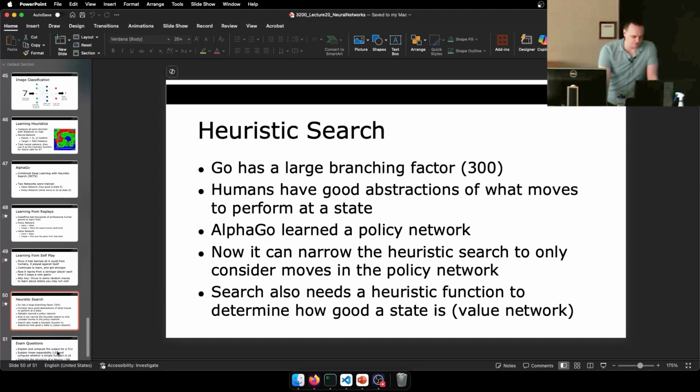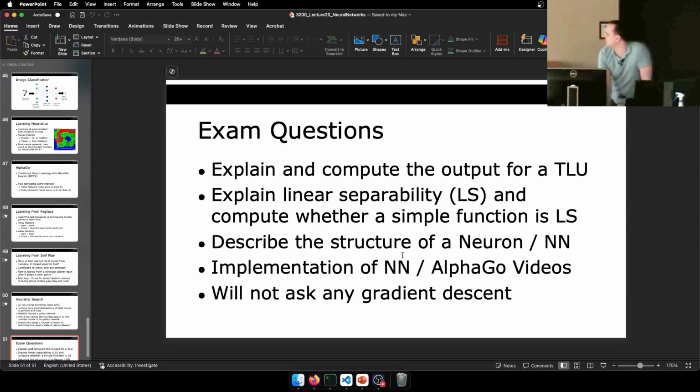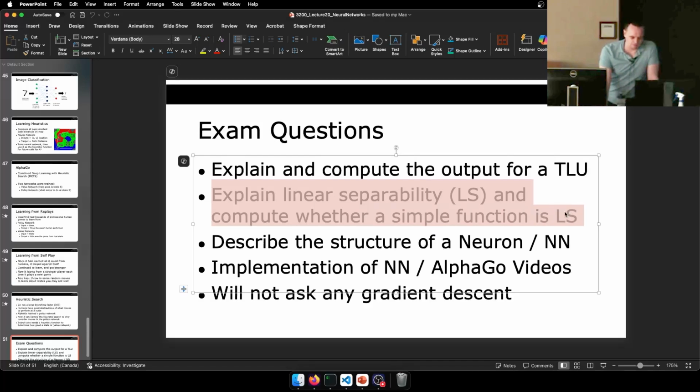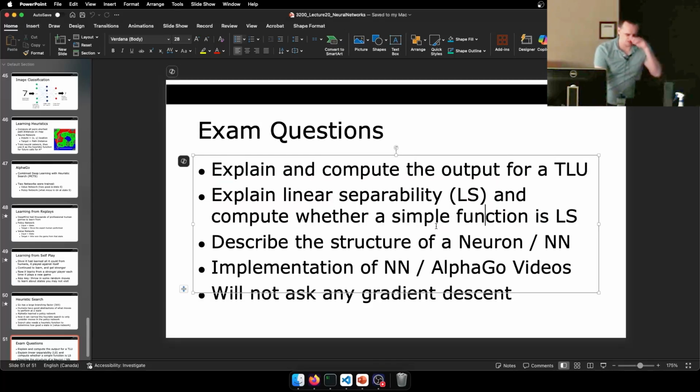Yeah, I think I already said what this did. So here's some possible exam questions. Explain and compute the output for a TLU. Find the parameters for a TLU for a specific function. Explain linear separability. Compute whether a simple function is linearly separable.